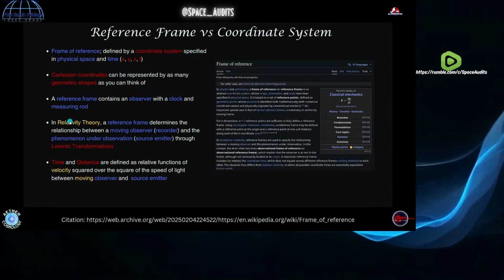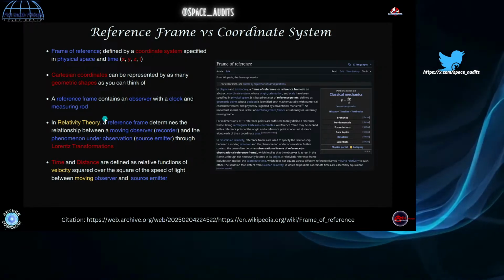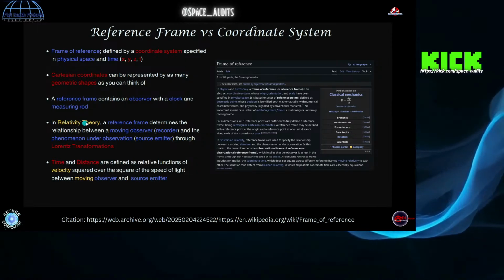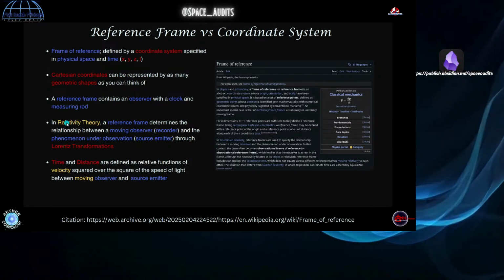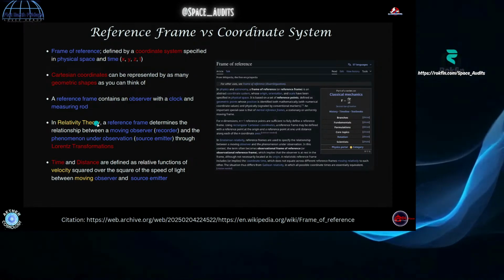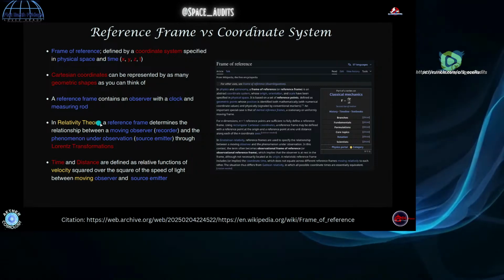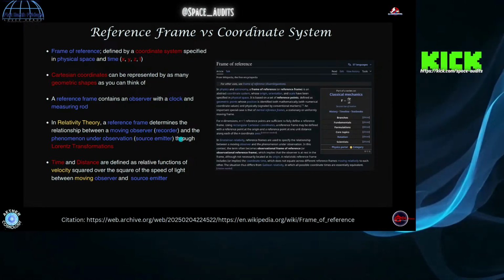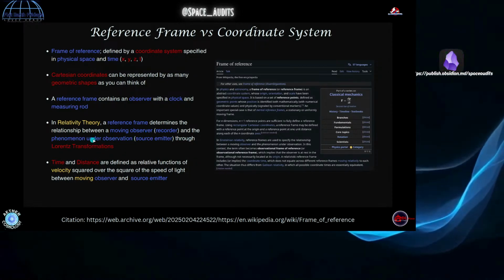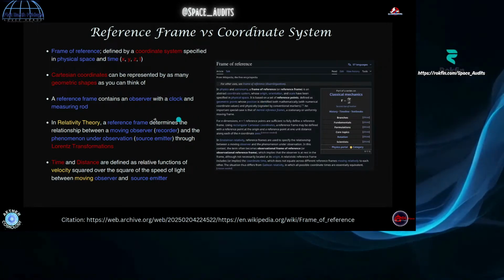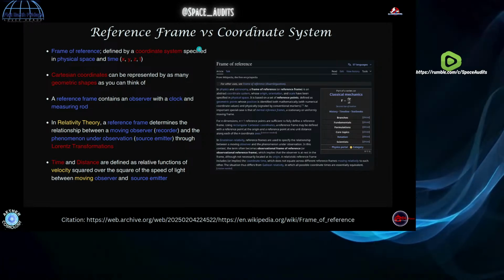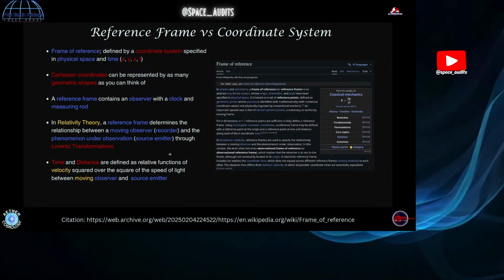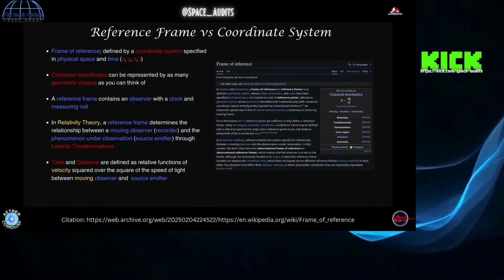So anyway, in yellow, text will be when something is in motion. Or when it's a non-inertial frame. So in relativity theory, actually, no, I'm sorry, that won't be for non-inertial frames. Just when something's in motion. Anyway, in relativity theory, a reference frame determines the relationship between a moving observer and the phenomenon under observation through Lorentz transformations. So that is the prescribed method in relativity theory. When we get into that part of the analysis, time and distance are defined as relative functions of velocity squared over the speed of light squared for the moving observer with respect to the source emitter.